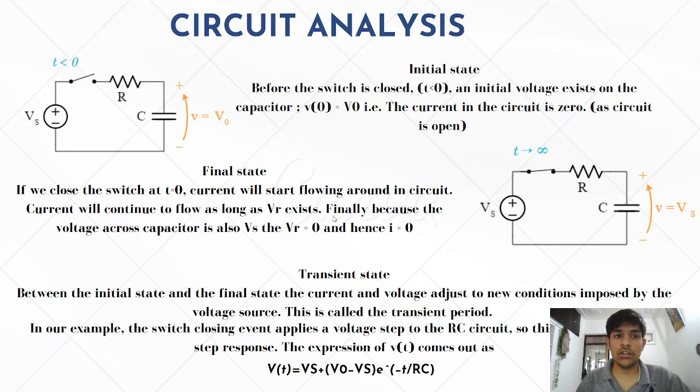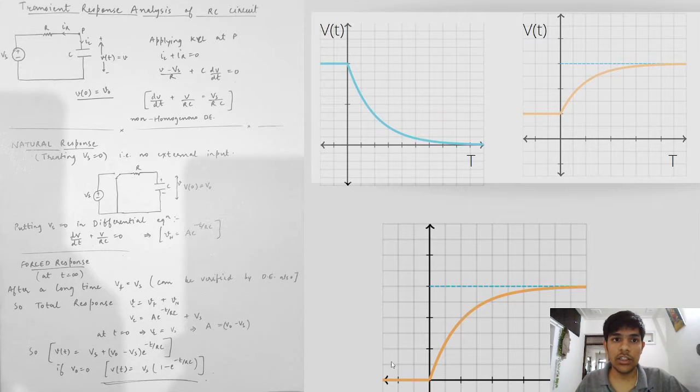Doing some circuit analysis, in the initial state when the switch was open, the voltage across the capacitor was V naught and the current was 0 as the switch was open. Finally, after a long time, at the final state, the current again becomes 0 as the voltage across the capacitor becomes equal to Vs, which is the external input voltage. And during the transient state, through some calculations we derived that the expression of Vt comes out like this: Vt is equal to Vs plus V naught minus Vs, times e to the power minus t by RC.